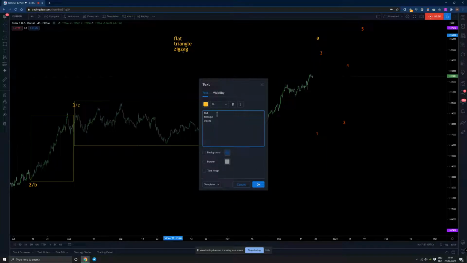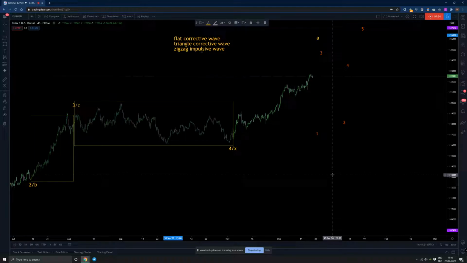If we are having a flat, it means the wave A of a flat is actually a corrective wave. If we are looking for a triangle, then it's again a corrective wave. If this is a zigzag, then it's an impulsive move, because wave A of a zigzag is an impulsive wave.